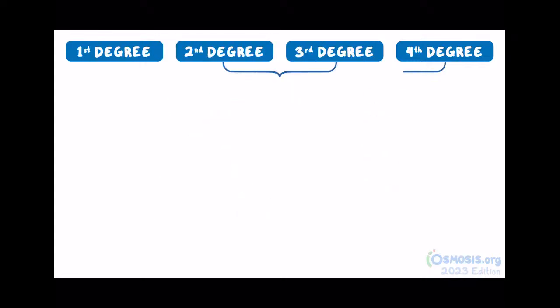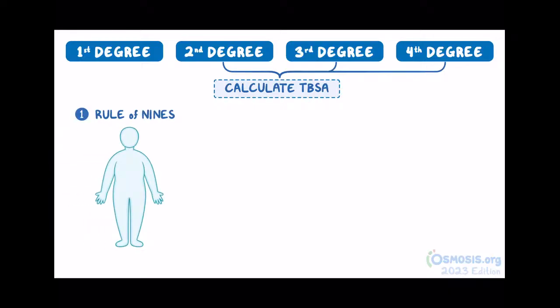Once you diagnose the second, third, and fourth-degree burn, calculate the TBSA to determine the treatment. The first method to calculate TBSA is the rule of nines, which assigns specific percentages to different body surfaces. In adults, the head represents 9%, the anterior chest and abdomen are 18%, the back is 18%, and the perineum is 1%. Each arm is 9%, while each leg is 18%.